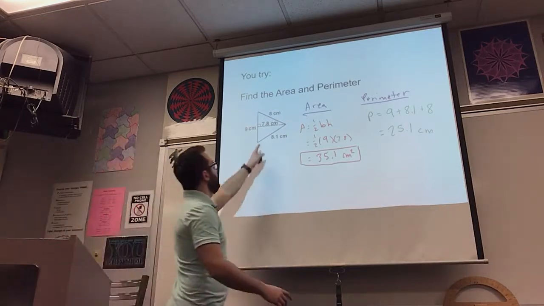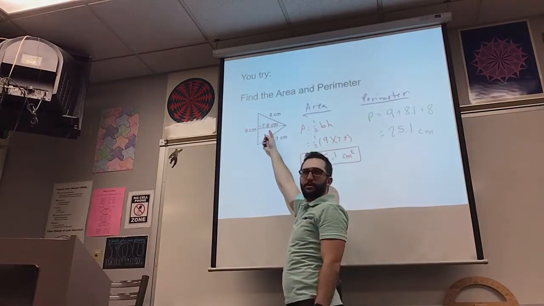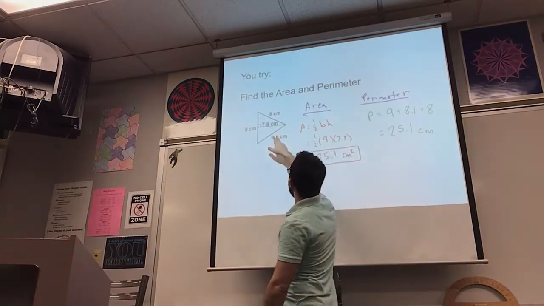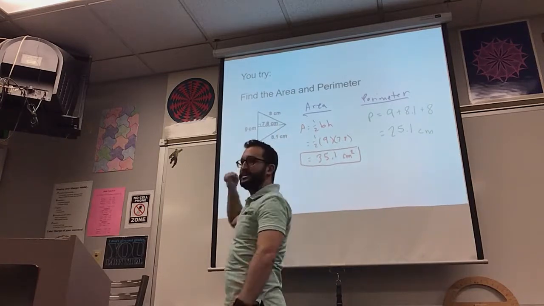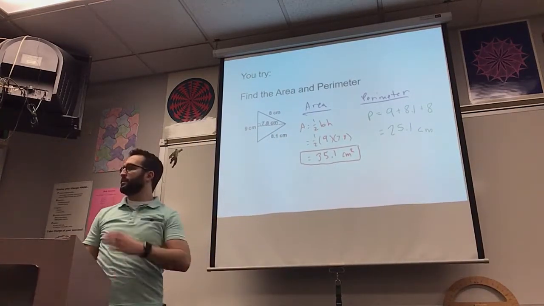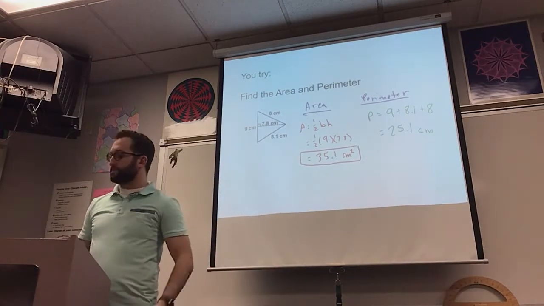Notice the 7.8 was not included in my perimeter. Why would the 7.8 not be included in the perimeter? Because it's not actually a side. It's not a side length. Why are 8 and 8.1 not included in the area? Because they're not perpendicular with the height. The key for area for every one of these problems is perpendicular.